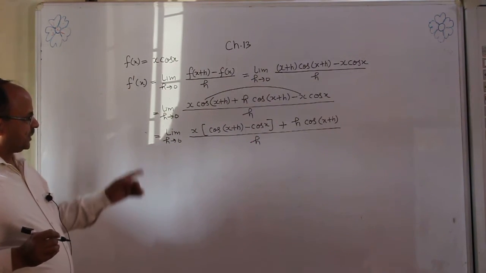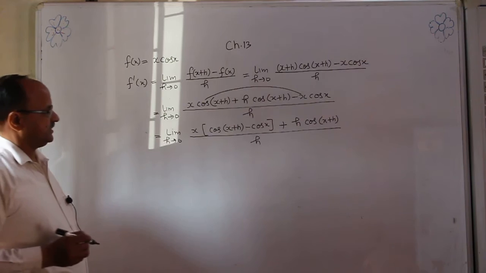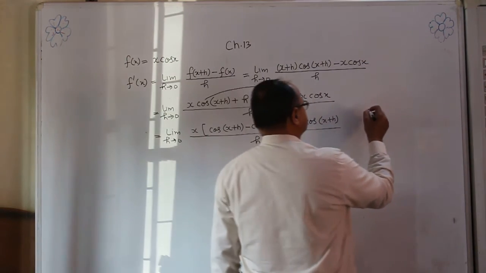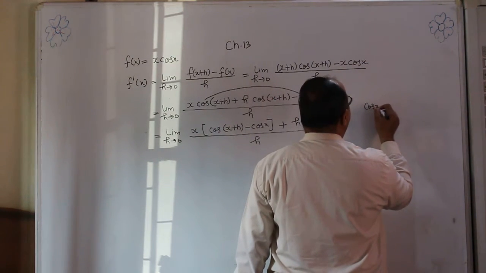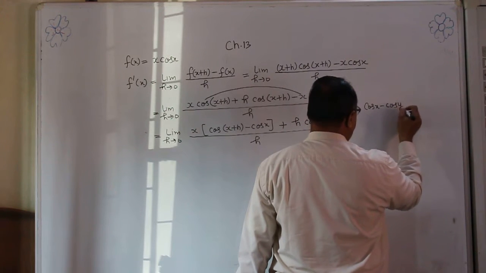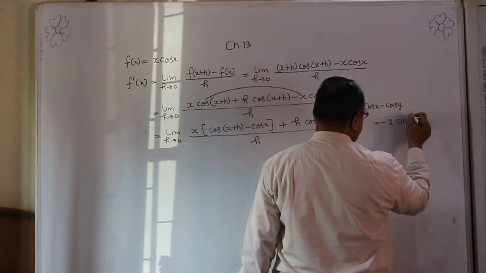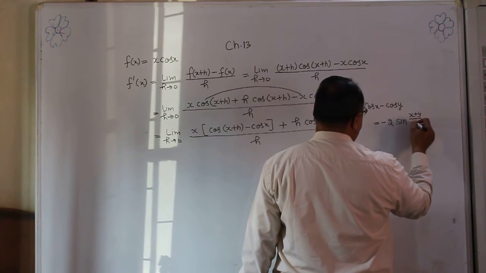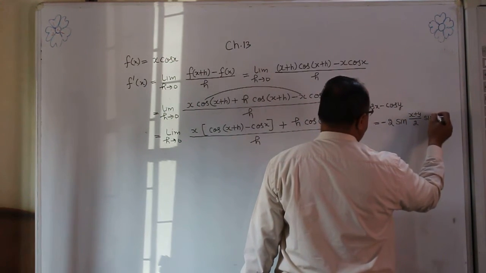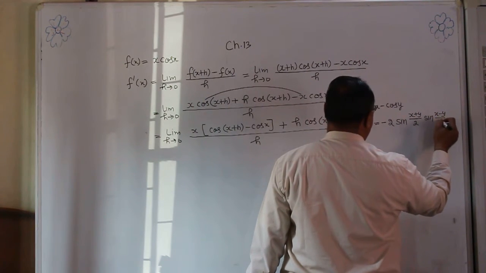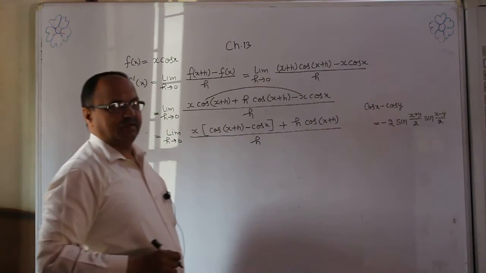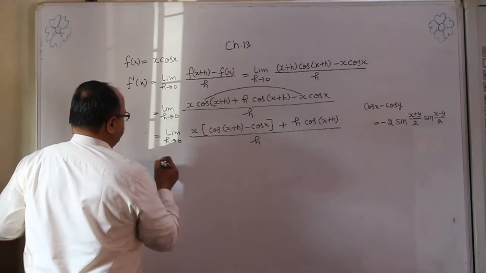Now apply property here, cos x minus cos y. You know very well, cos x minus cos y is equal to minus 2 sin of (x plus y) by 2 into sin of (x minus y) by 2. Apply this property in this question.